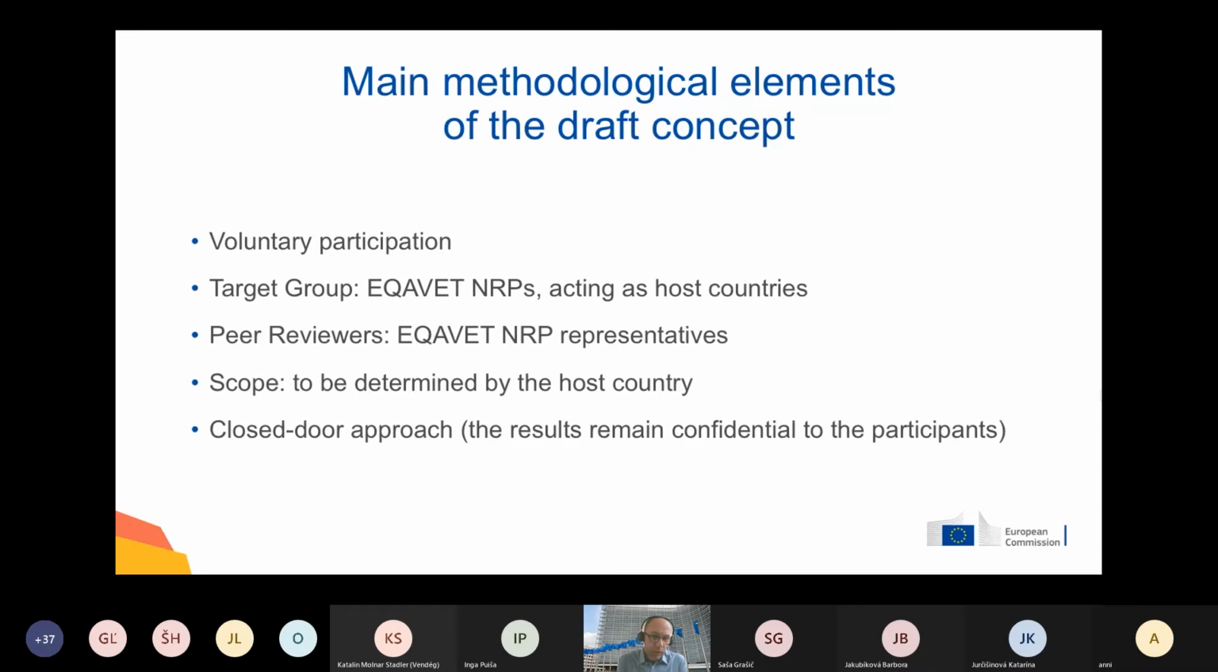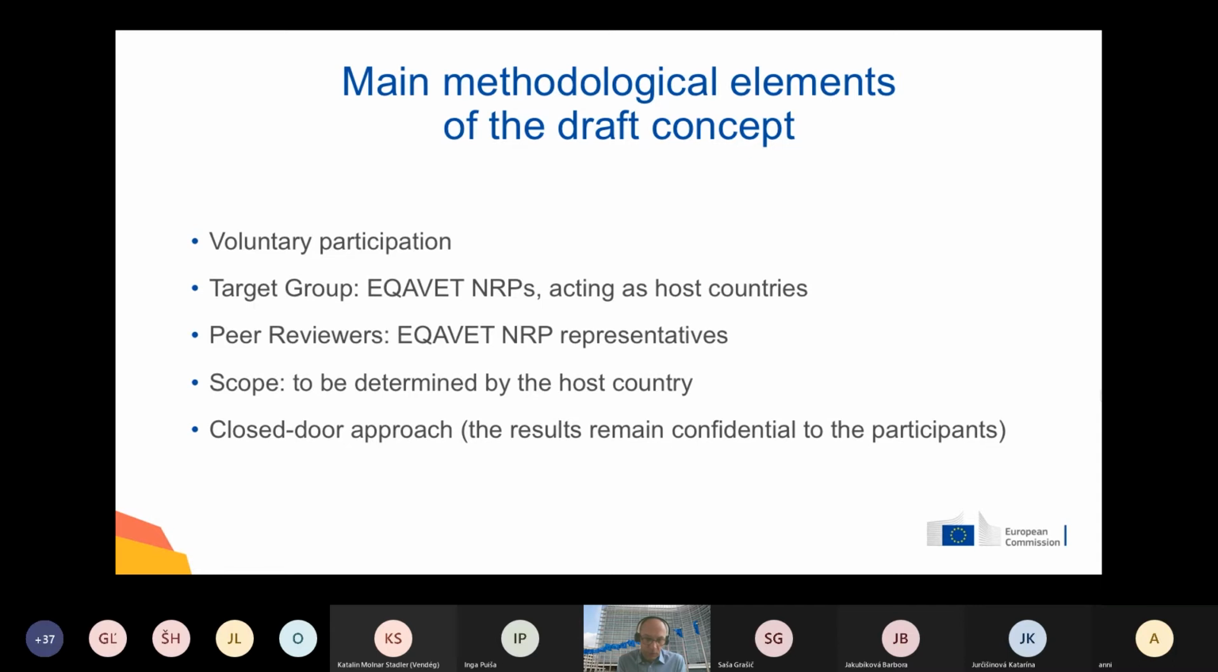So typically we expect that it would be an EQAVET NRP, but of course the EQAVET NRP can work together with other bodies in their country, or for example with ministries and so on. So of course the practical details are up to the host country to elaborate and to set the framework for the peer review.